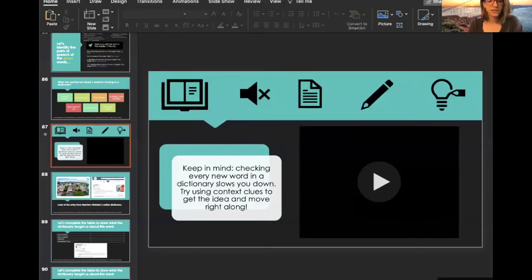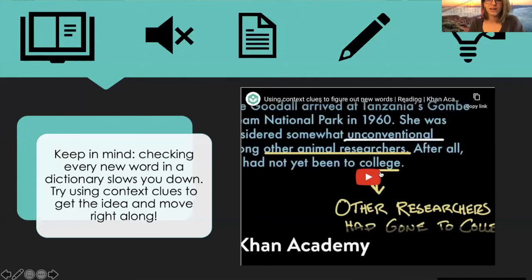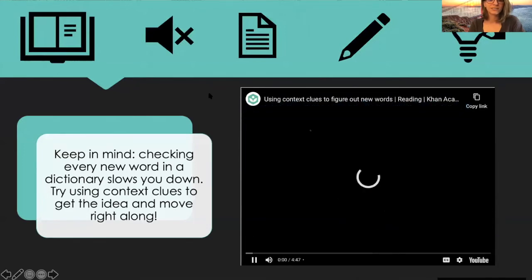how it is used in a sentence or a paragraph. And I have a handy dandy video to show you what I mean when I say something like context clues. So let me go ahead and share that PowerPoint again. Here we are. And voila.